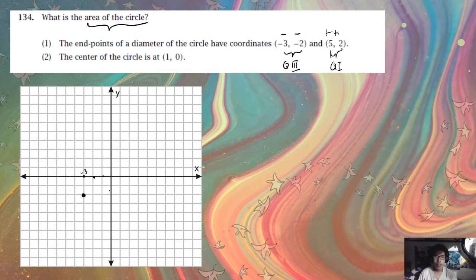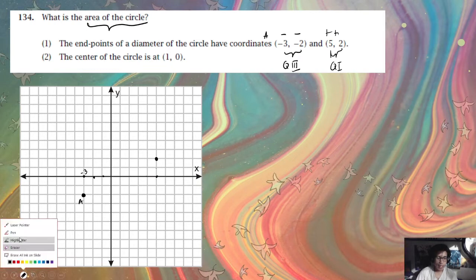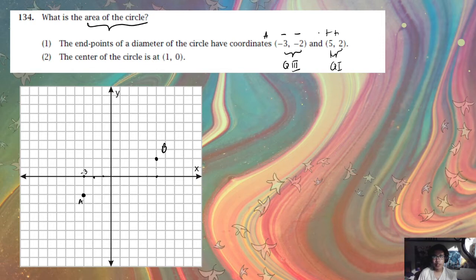Let's say this is our point A, or coordinate A. And then for our coordinate B, we have (5, 2). So 1, 2, 3, 4, 5, and then 1, 2. Okay, so this is point B for this problem. Now that we have our point B, let's try to connect them.